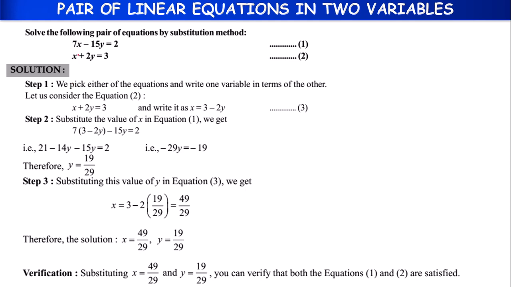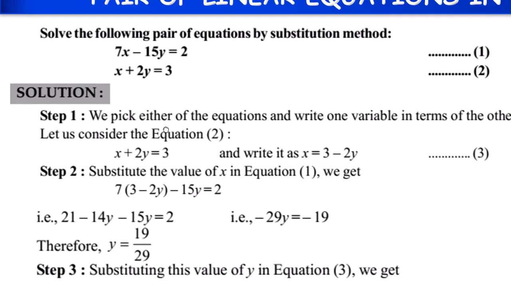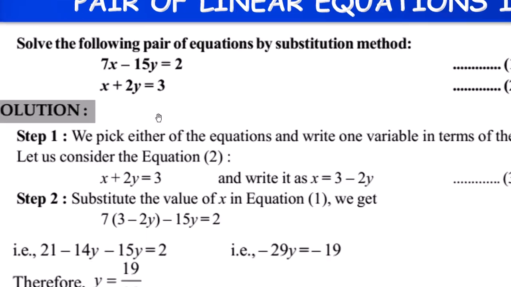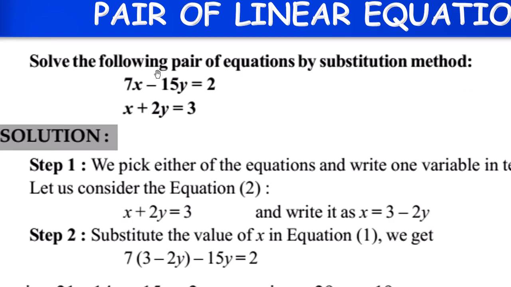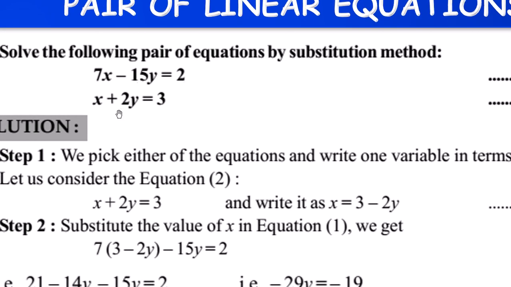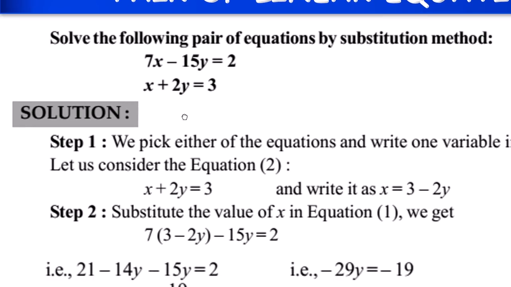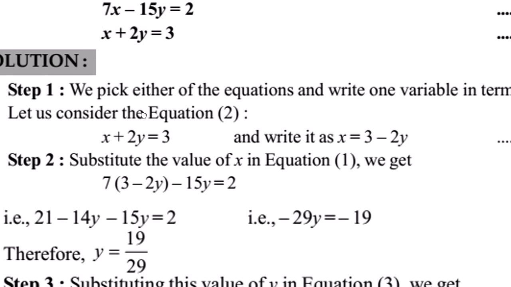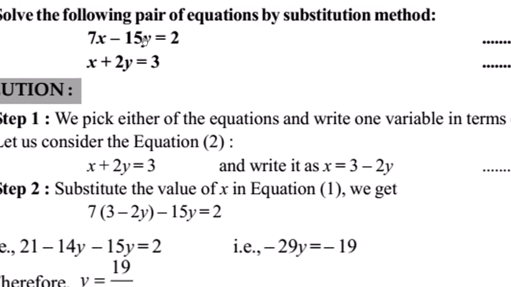Next, children, another question. Solve the following pair of equations by substitution method. 7x minus 15y equal to 2, x plus 2y equal to 3. So let's take any one equation, children. This x plus 2y equal to 3 is somewhat looking smaller compared to the first one in terms of coefficients.